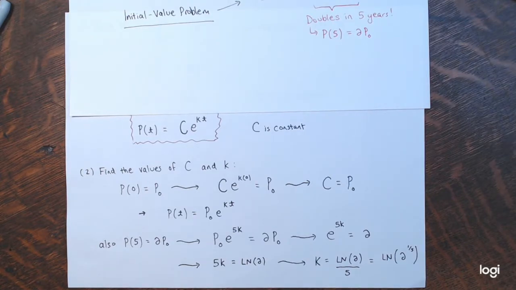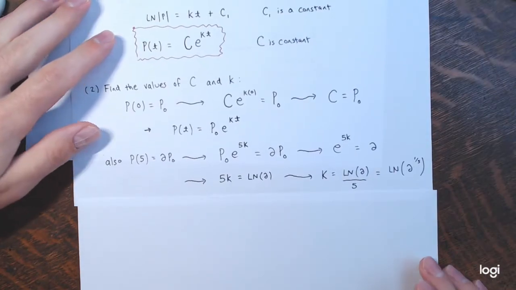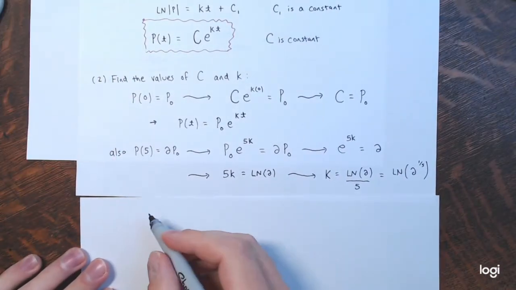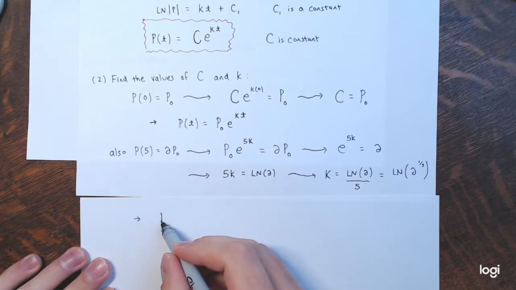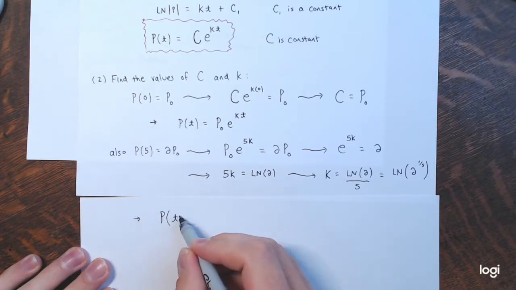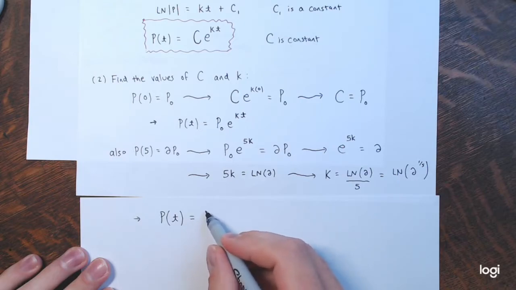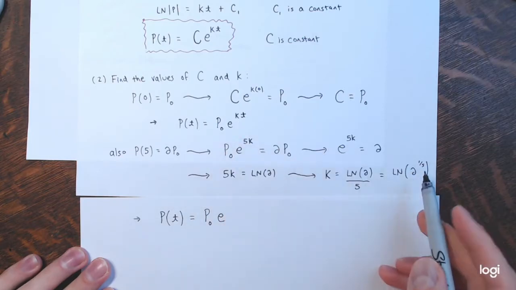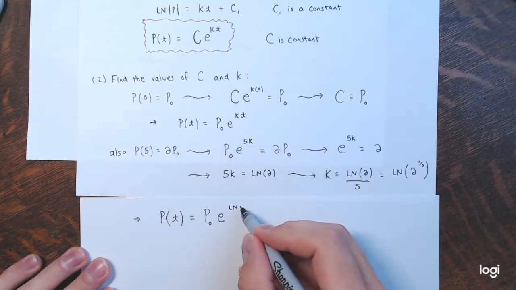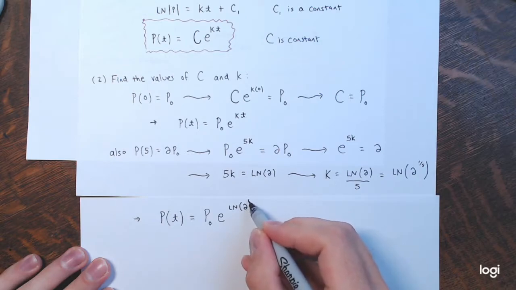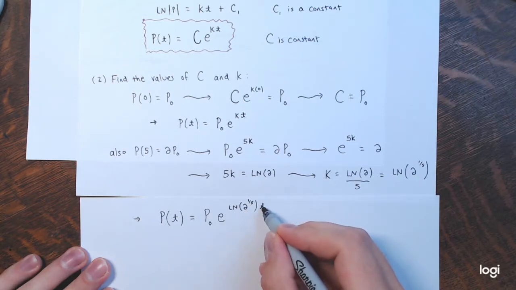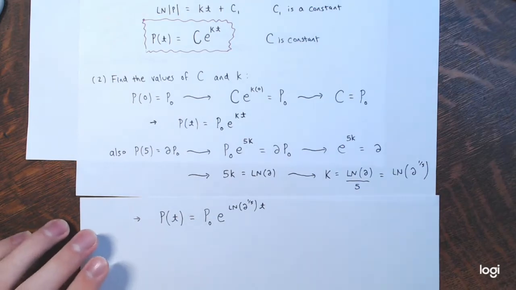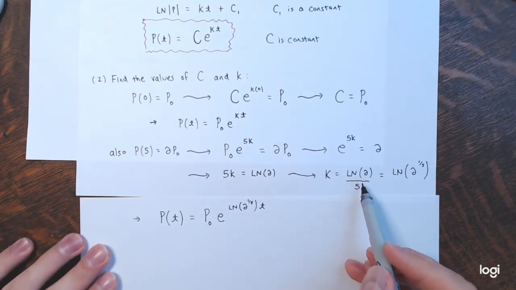Now I can totally complete the model for this population growth scenario, putting in that value of k. So now the model looks like this. The population at time t equals p sub 0 times e to the kt. So I'll put the natural log of 2 to the 1/5 power times t, and again, you can leave it like this if you wish, or the natural log of 2 divided by 5 times t, whatever you want.